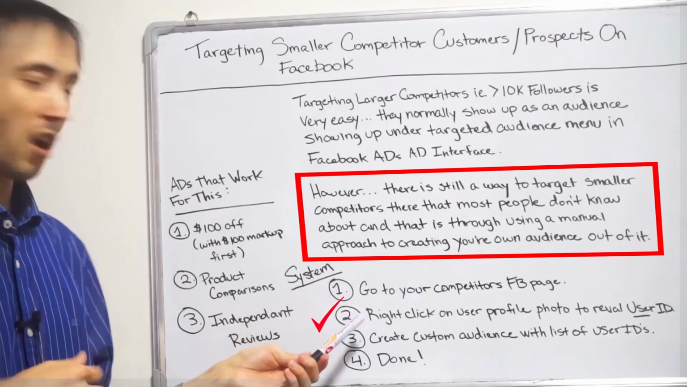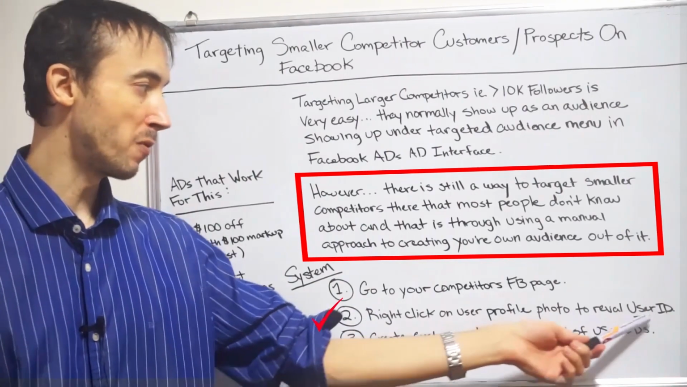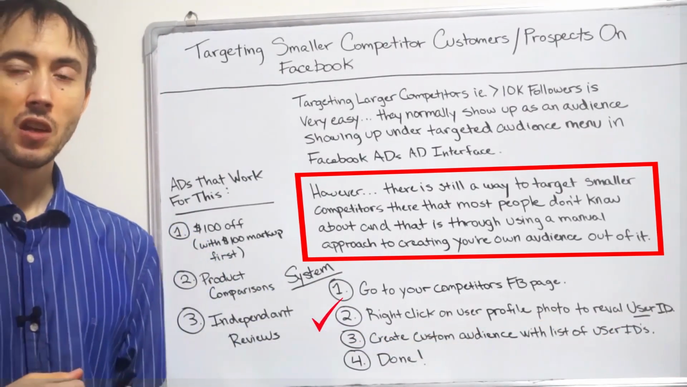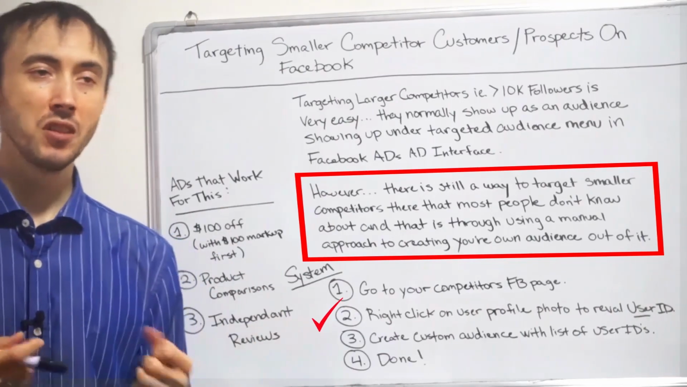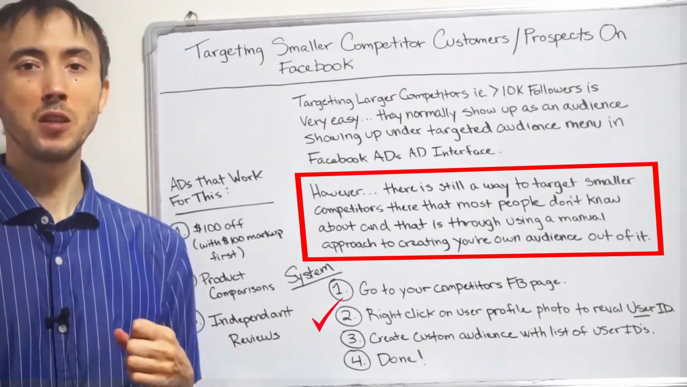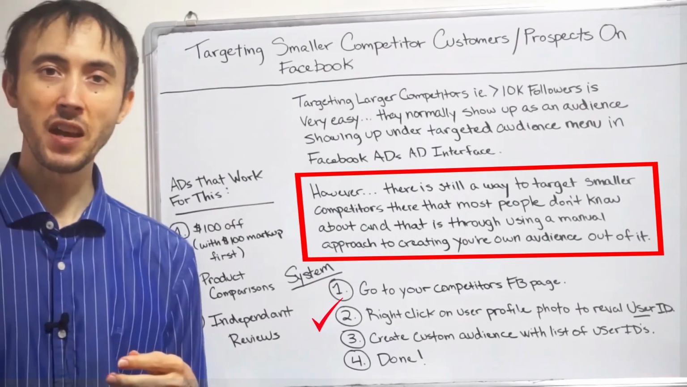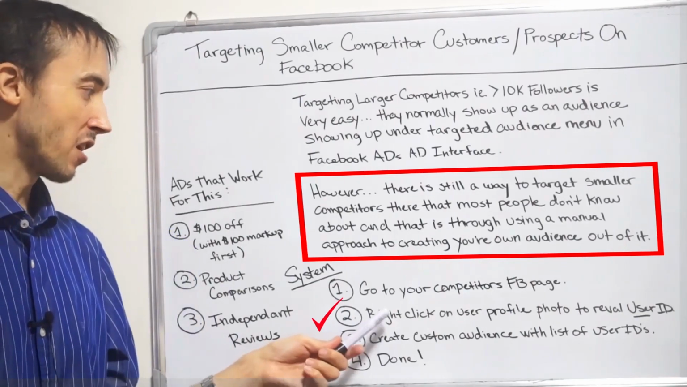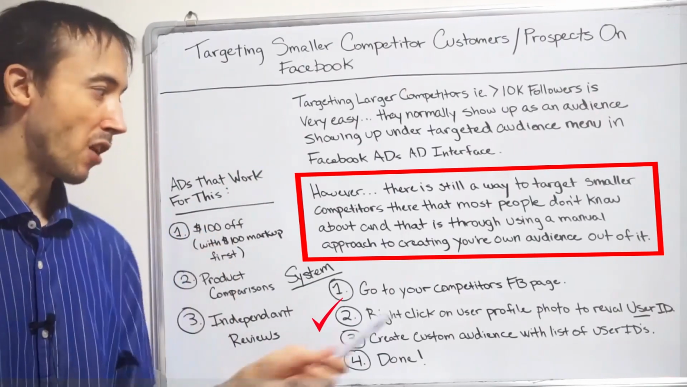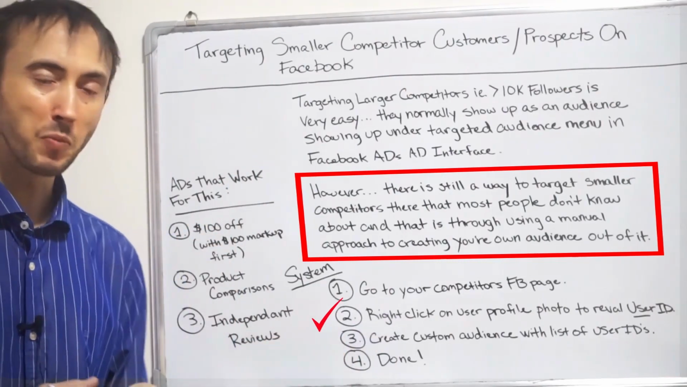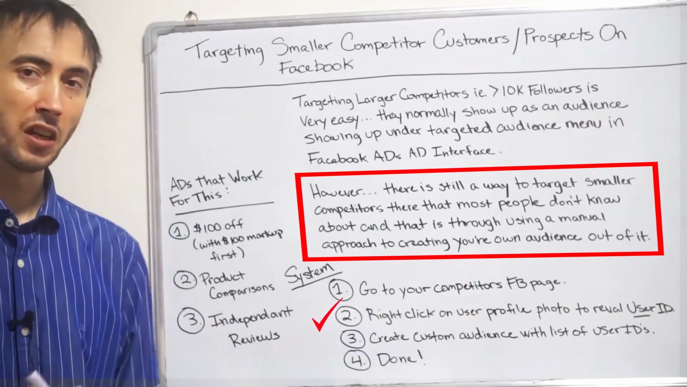Next, once you're on your competitor's FB page, right-click on the user profile photo to reveal their user ID. If they don't have a Facebook page, what you do is go to the Facebook page itself, go under followers, and then show all the followers. Then you go to each individual follower's page, right-click, and get their user ID, just to be more specific on number 2 here.